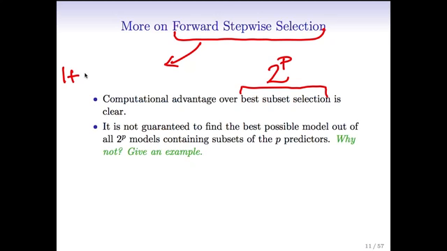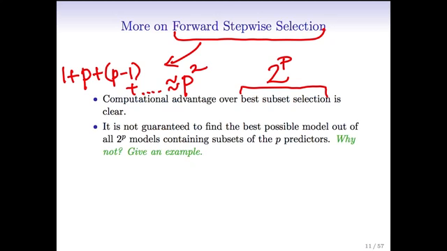And to get M1, we're considering adding p different predictors, so we're considering p models. For M2, we're considering adding p minus 1 additional predictors, so that's p minus 1 models, and so on. And so actually, when we do forward stepwise selection, we're considering around p squared models. And p squared is much less than 2 to the p. So we're considering far fewer models when we do forward stepwise.